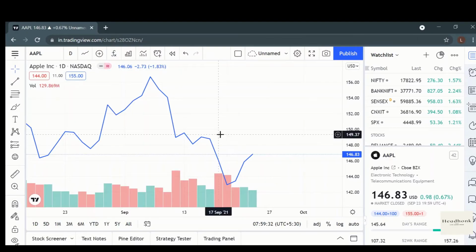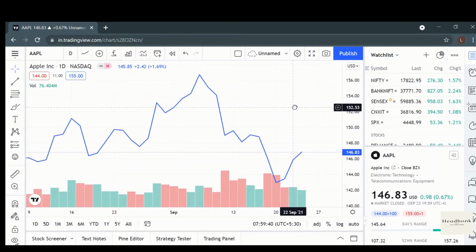Okay friends, so I have pulled Apple Incorporation chart and this is a daily chart, and what we see on our screen is a line chart. This is a very sweet and simple chart, easy to understand. So the line chart is formed by taking the closing price of every day, because this is obviously a day chart. If we switch it to some other time frame, then that will be the closing price for that particular time frame.